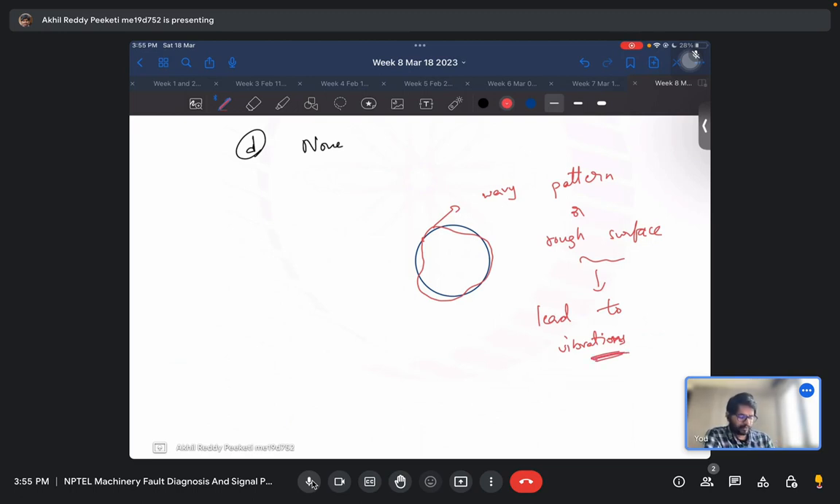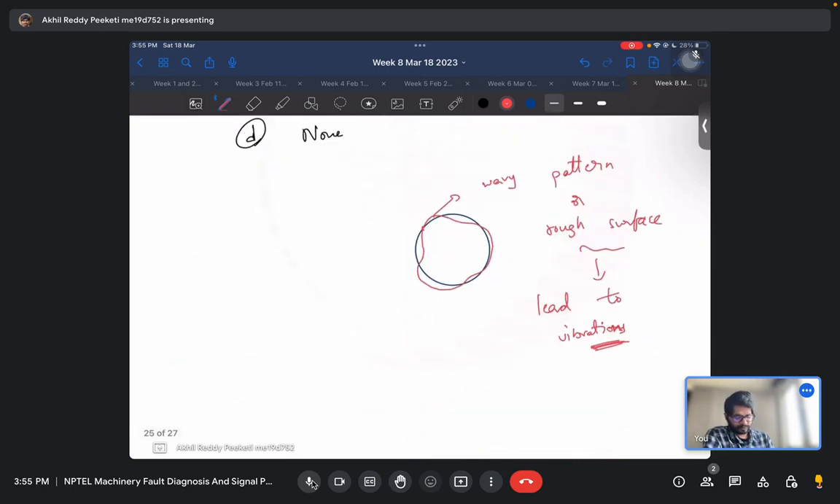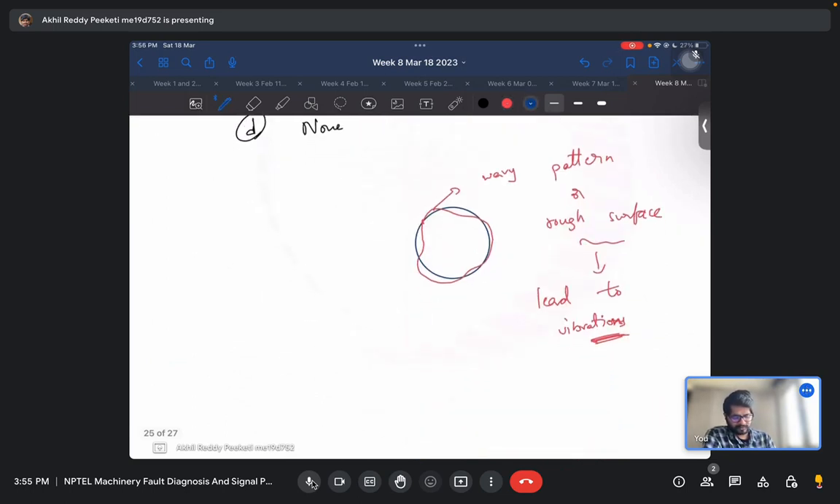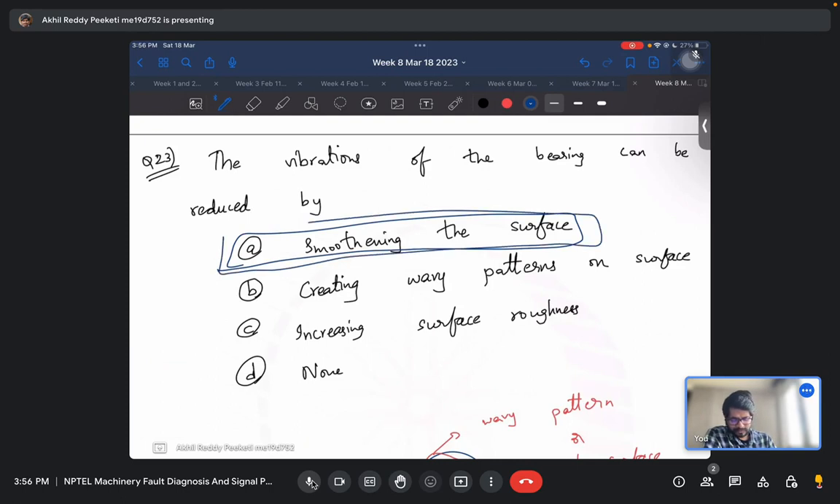Okay. Now how can you reduce those vibrations? So if you smoothen the surface, if you make it as close to a perfect circle as possible, then these vibrations are actually reduced. So you'll get a smooth surface, or you'll minimize the vibrations of the bearing. Okay.